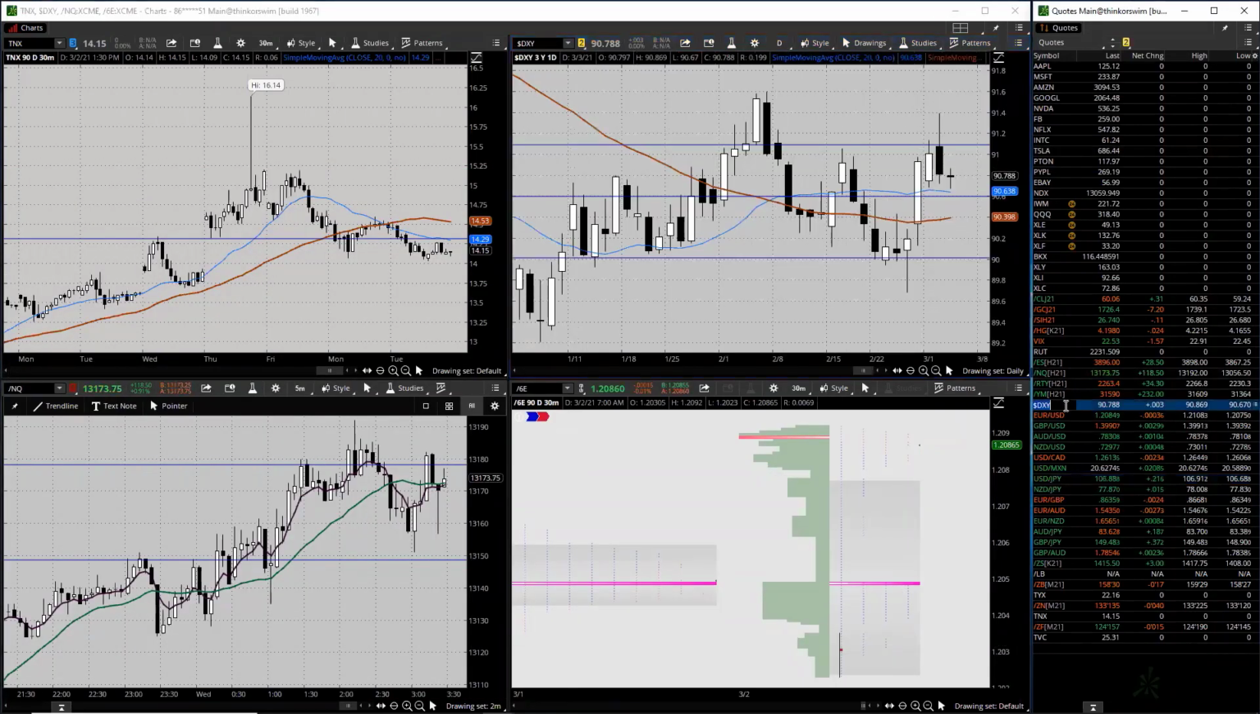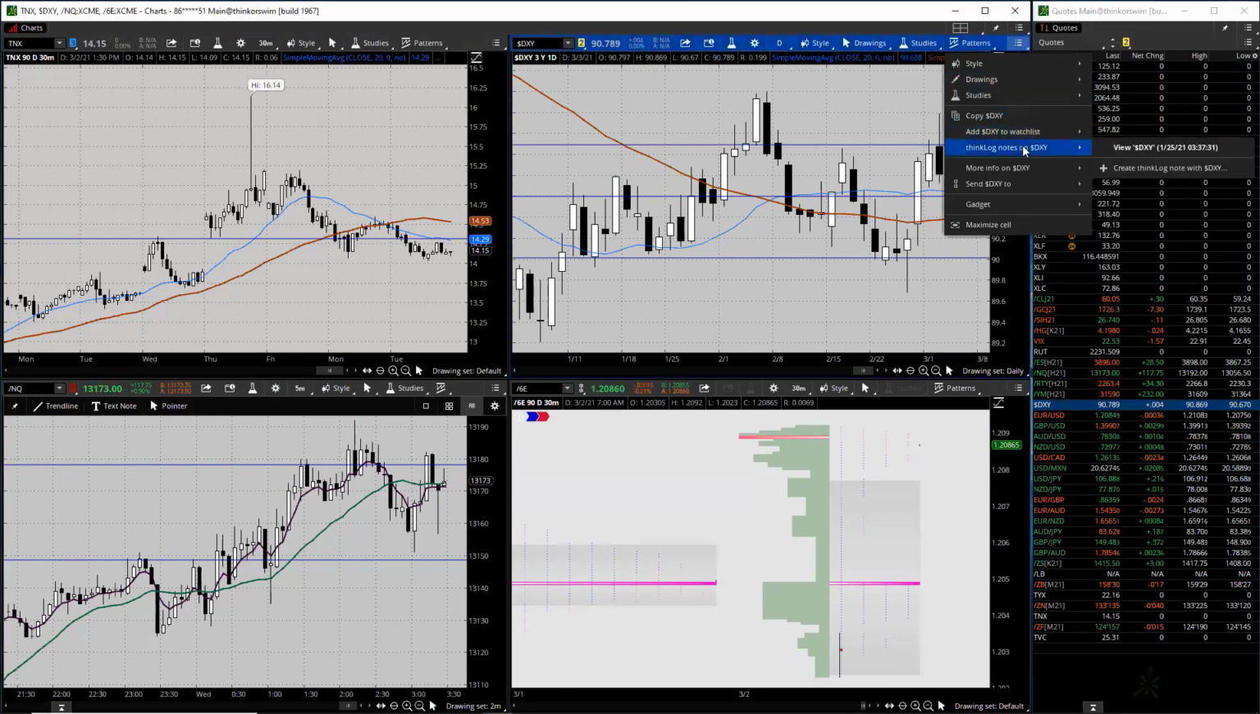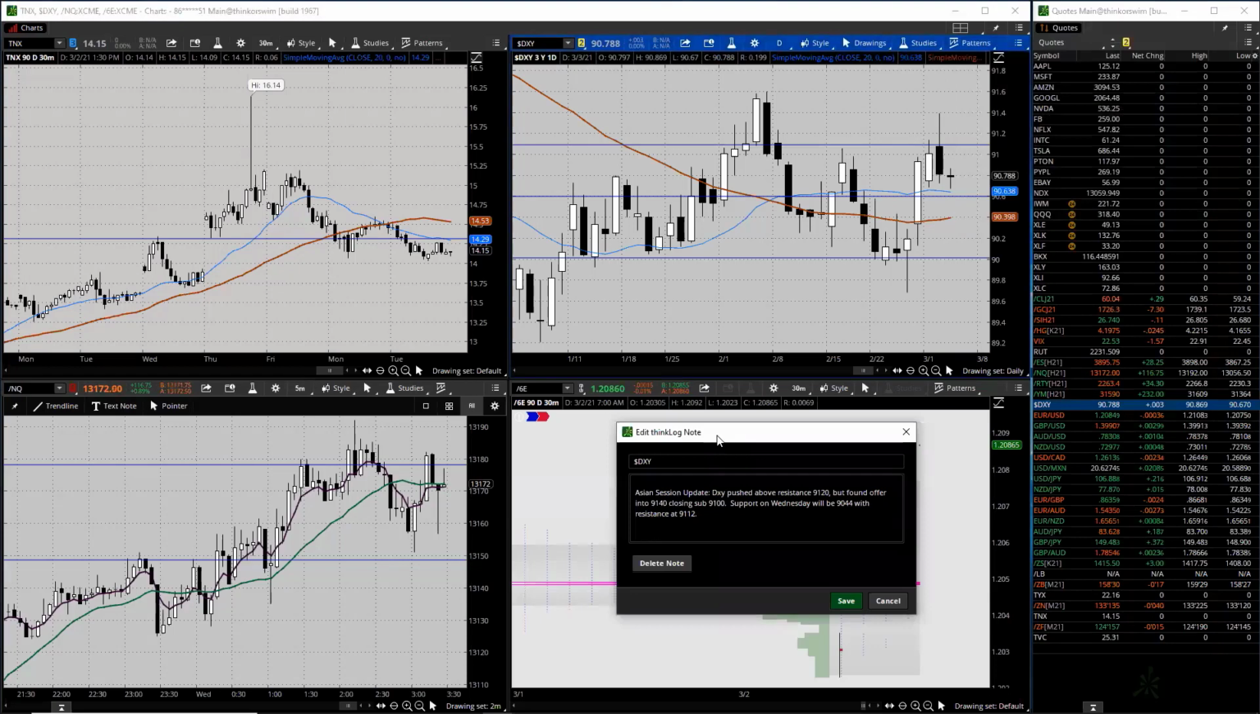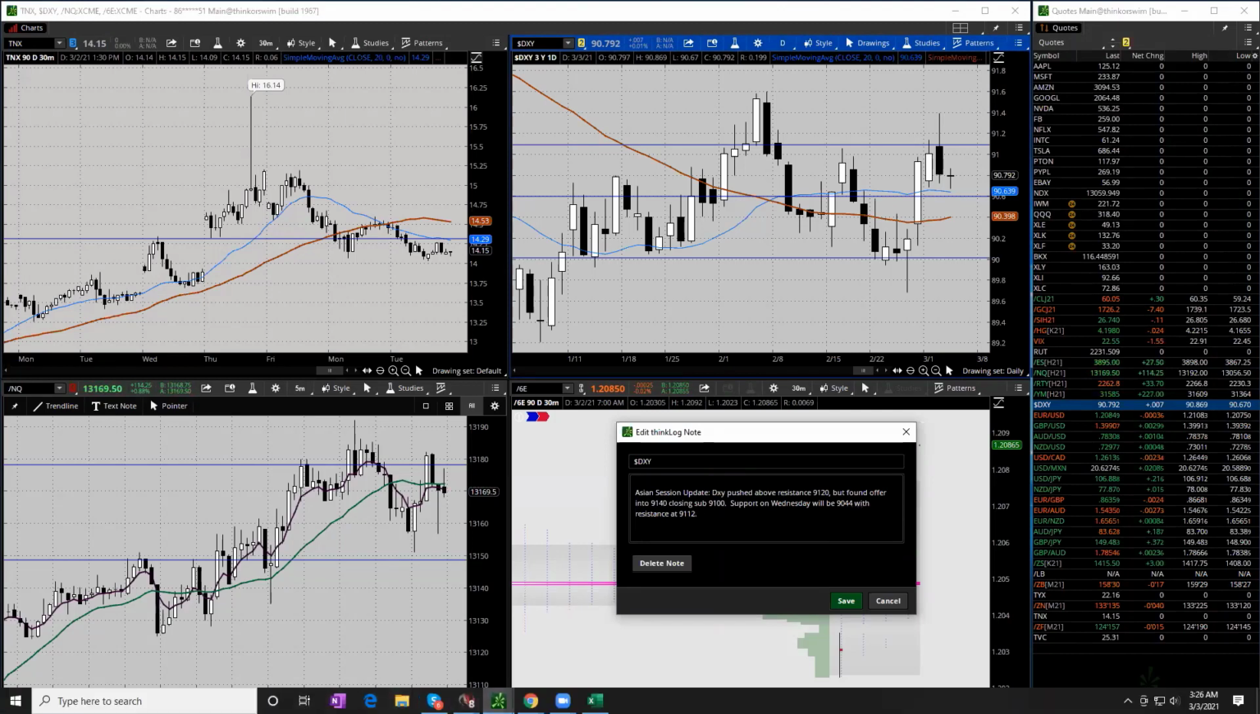On to the dollar index. The dollar index pushed above resistance at 91.20, and that was our bias chart resistance, but found offers into the 91.40, closing ultimately sub 91. Support on Wednesday will be 90.44 with resistance at 91.12.